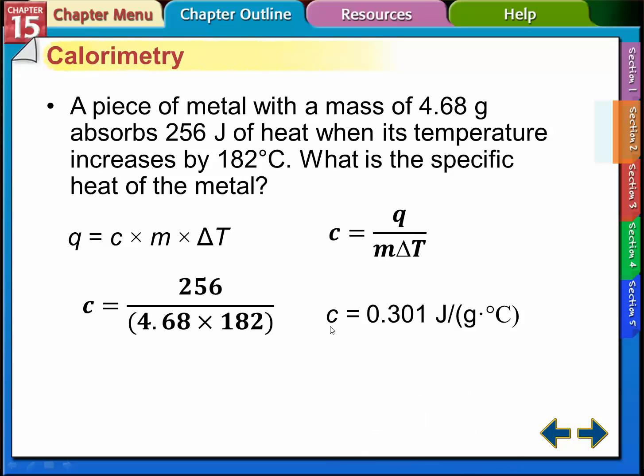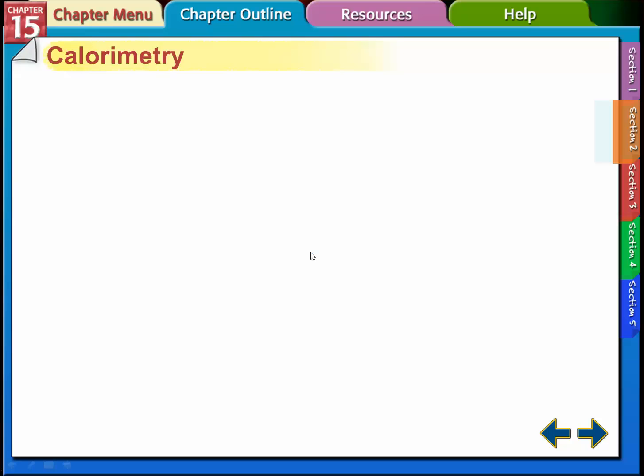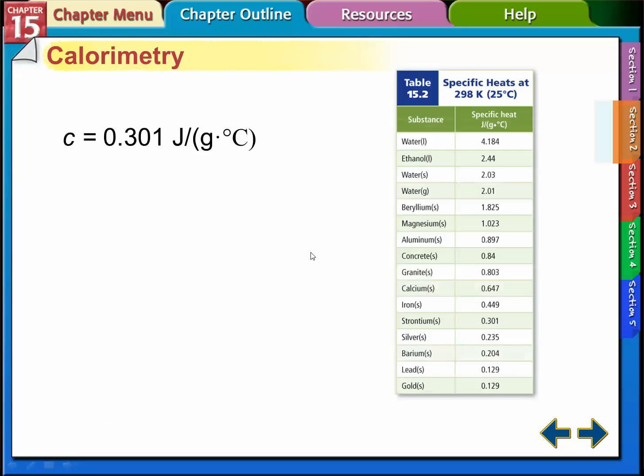And you get 3.01. Okay, so if we are curious to see what metal that would be, you can look it up on a chart. I just happen to have one right here. Looking down this chart, which metal would it be? The chart is in numerical order, so go down here. Strontium looks like it has the same specific heat, so that metal is probably strontium.